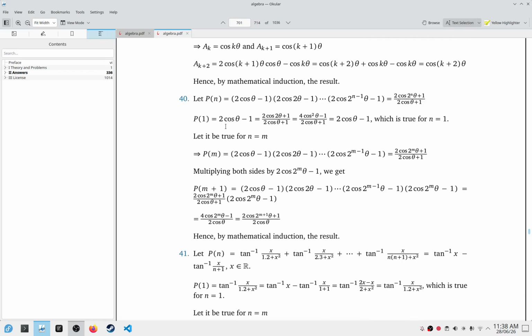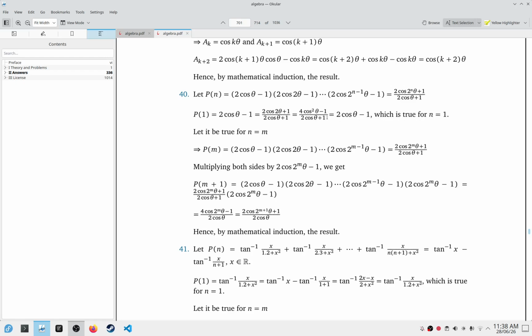So we let the given expression be Pn. We substitute n is equal to 1, we get the left hand side as 2 cos theta minus 1, and the right hand side we solve, it becomes 2 cos 2 theta plus 1 by 2 cos theta plus 1, and the numerator becomes 4 cos squared theta minus 1 over 2 cos theta plus 1, which is equal to 2 cos theta minus 1, which is true for n is equal to 1.